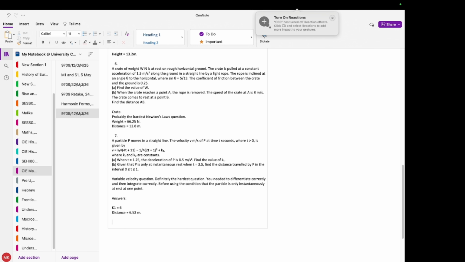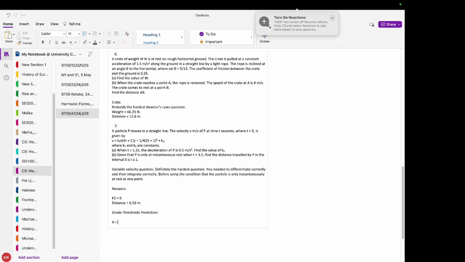So, as a result, I would expect the grade thresholds to be, in terms of my prediction, an A anywhere, in my opinion, between 35 and 38 out of 50. My single best prediction would be similar to May June 2024 plus minus 2 marks. So in this case, 36 out of 50 will most probably be an A, in my opinion.